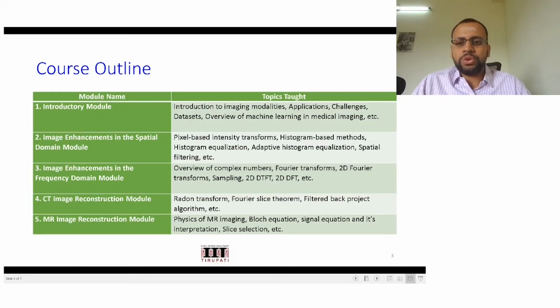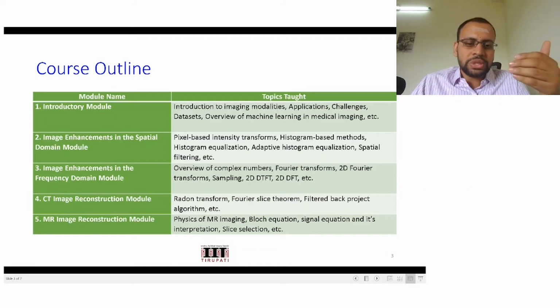After that, we would be moving on to image enhancements in the frequency domain. This is where DSP background would be handy. If not, this is also an opportunity, as I mentioned, to learn them. Here we would start with one lecture giving a brief overview of complex numbers, followed by Fourier transforms, 2D Fourier transforms, sampling, two-dimensional discrete time Fourier transform, and two-dimensional discrete Fourier transform. All these things we would be discussing here.